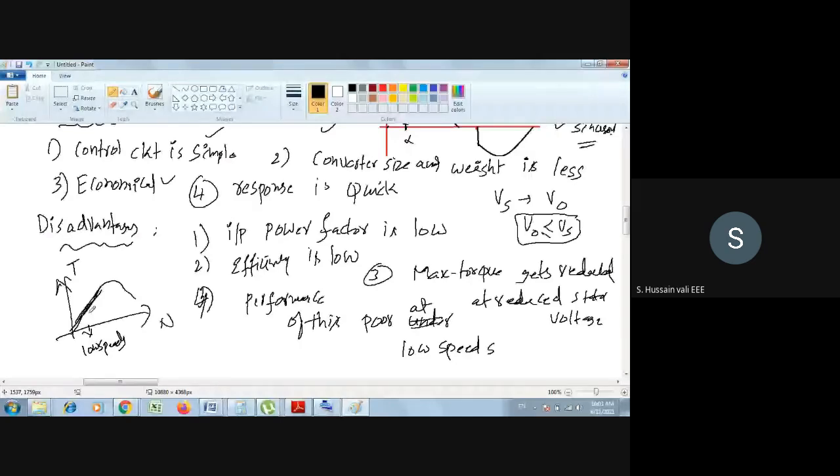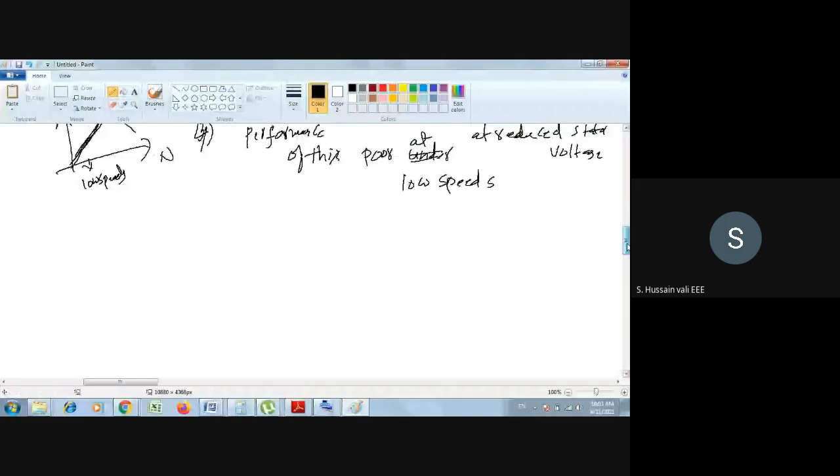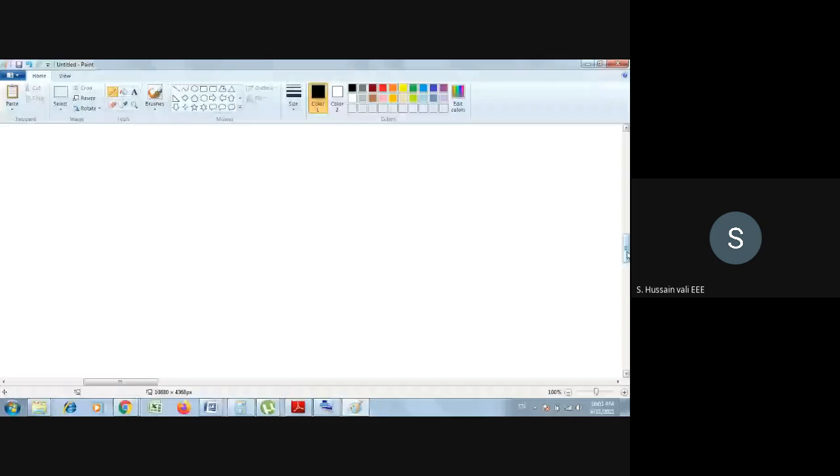Then we will see, we'll draw the block diagram. The closed loop diagram will come. I hope you know in all electric drives you require closed loop only, not open loop, because it's entirely automatic. So first I will draw the AC voltage controller.